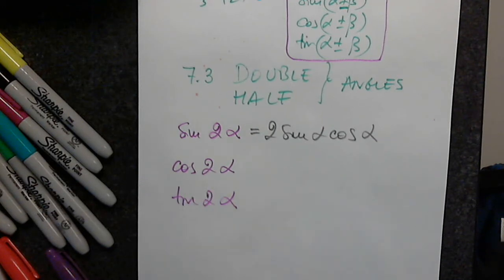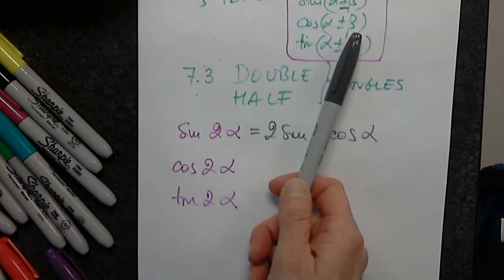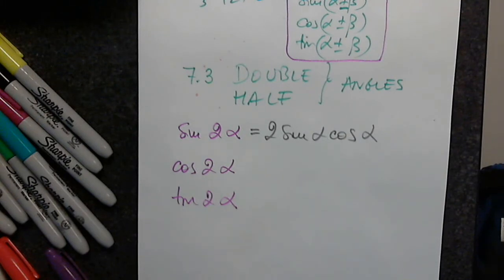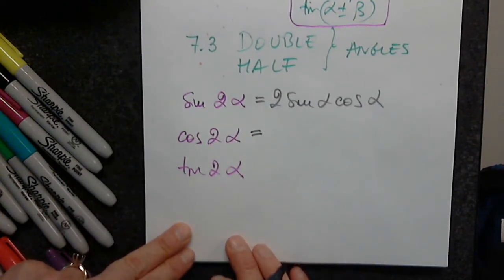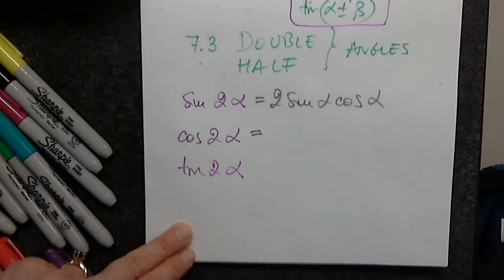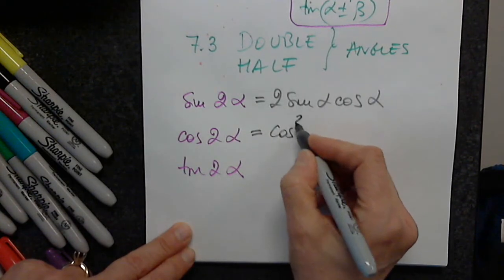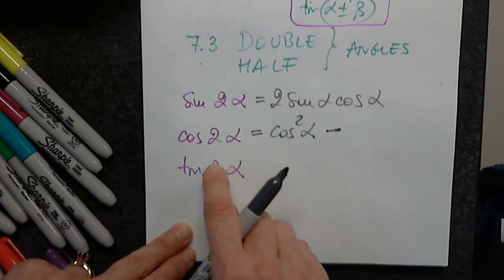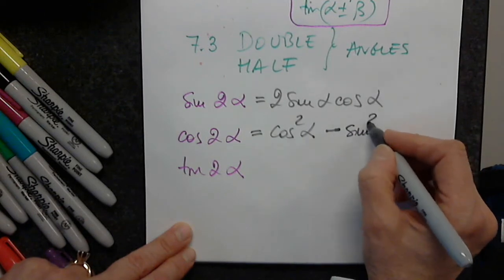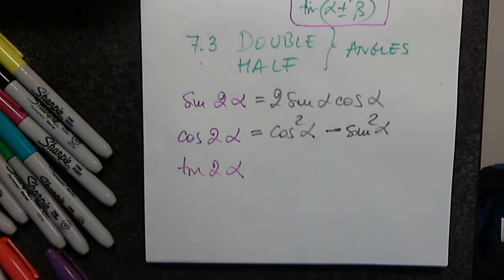What about cosine of twice alpha? If I remember cosine of alpha plus beta, I know that that will be cosine of alpha plus alpha, which means cosine alpha cosine alpha minus sine alpha sine alpha. What would that be equal to? Now I have cosine times cosine, so that was cosine squared. That is cosine squared alpha. Minus, yes, because it's alpha plus alpha and it's minus, minus sine squared alpha.